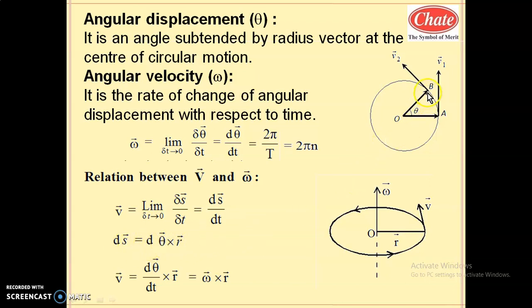For example, here is the arc length s, here is the radius r, and the angle subtended is theta. What is the relation between s, r and theta? That is s equal to r theta. In vector form it will be written as s equal to vector theta cross r. That will be written as ds equal to d theta cross r.